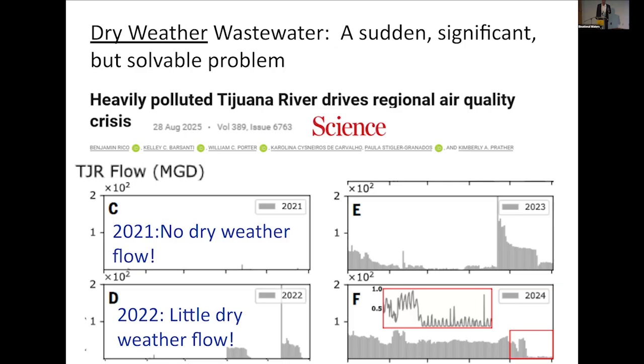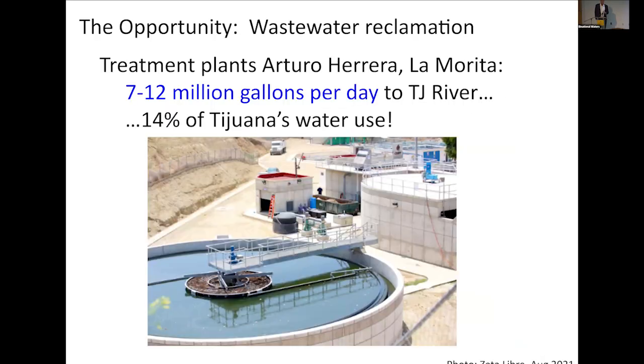And in fact, the problem has already, in terms of the flow in the dry season, in dry weather conditions, the flows have already diminished significantly from 50 million gallons a day to around 10 in the Tijuana River. And so I'm very optimistic that this problem will be solved. And we should start thinking about wastewater not as a hazard, but as a resource.